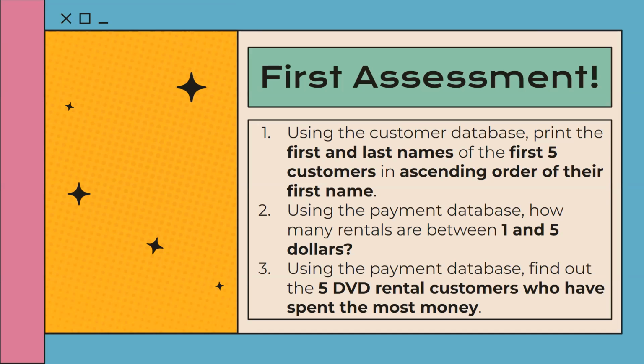So you print the first and last names of the first 5 customers in ascending order of their first name. Straight away, you know the keywords you need to use are order by, ascending, and then you take the first and last names as your columns, and you limit the number of rows to 5. So we will now write this out.